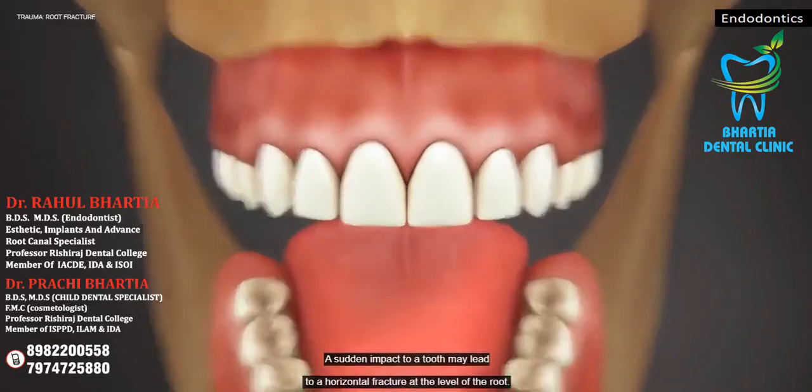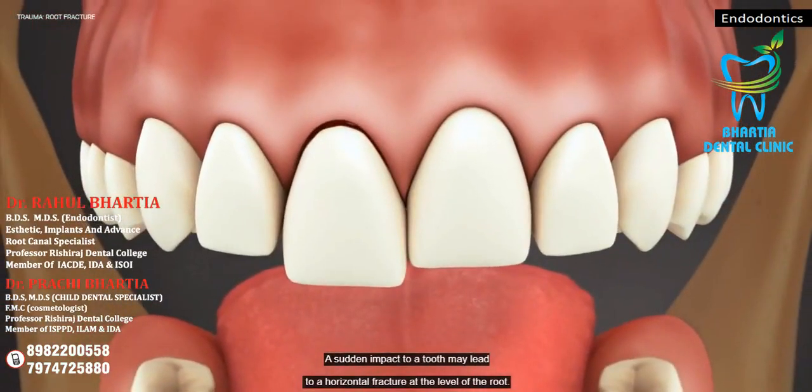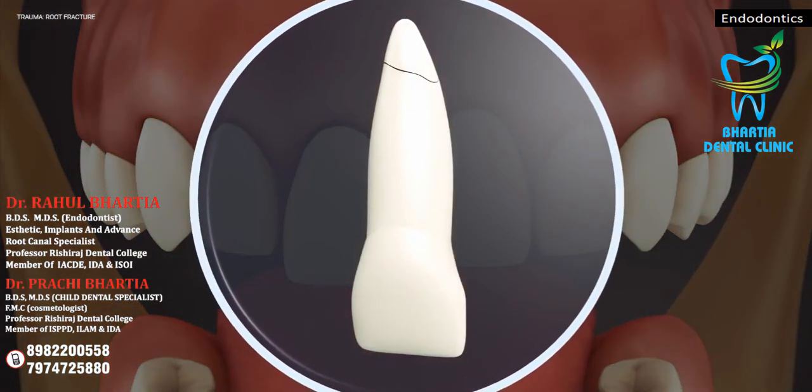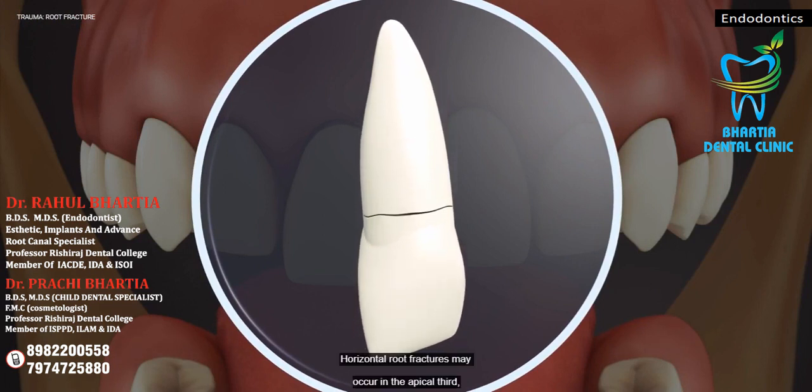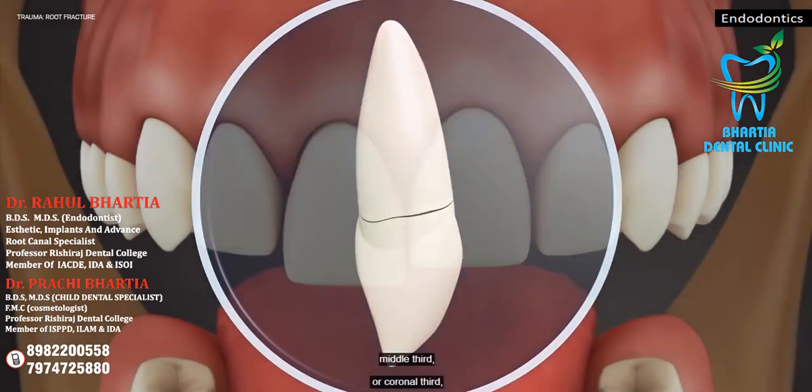A sudden impact to a tooth may lead to a horizontal fracture at the level of the root. This type of fracture is classified based on the location of the fracture in relation to the root tip, also called the apex. Horizontal root fractures may occur in the apical third, middle third, or coronal third, which is the third of the root closest to the crown of the tooth.